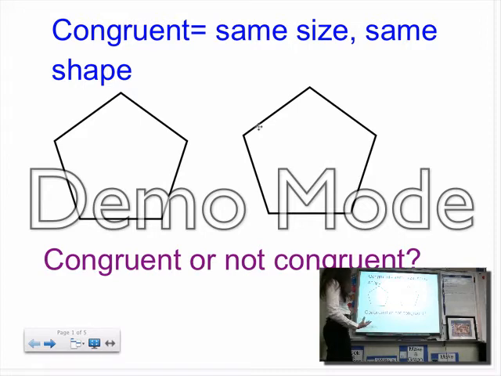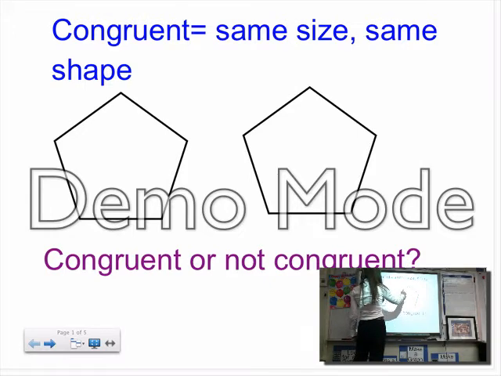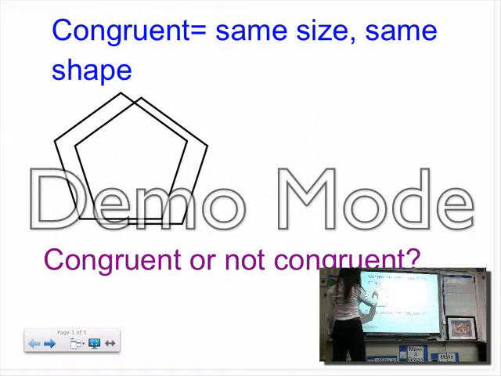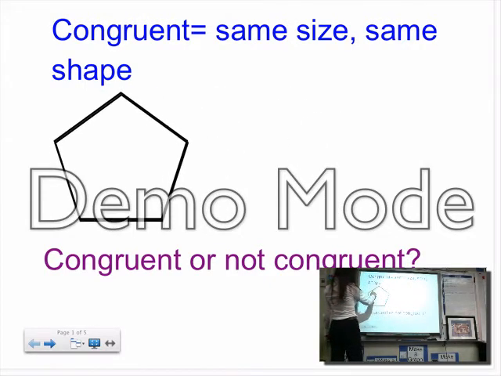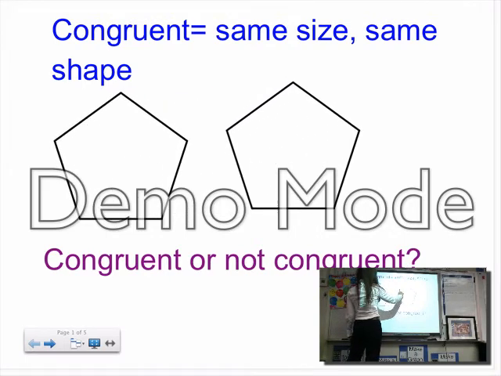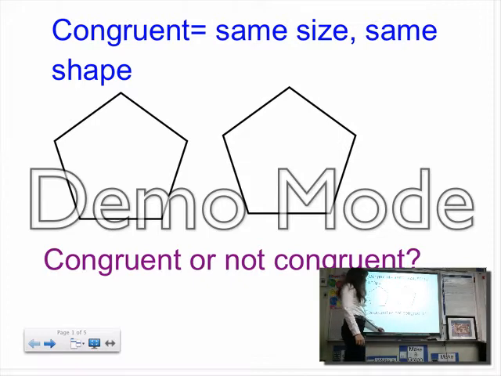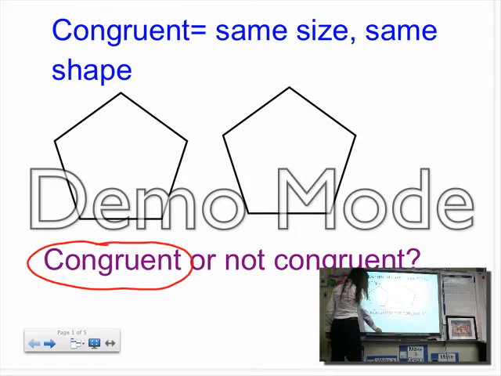Well, looking with our naked eye, they look like they're the same shape, but if we were to grab one of these figures and lay it on top of the other, we would see, yes, in fact, they are the exact same size. So when asked, are these congruent or not congruent? These two pentagons are congruent.